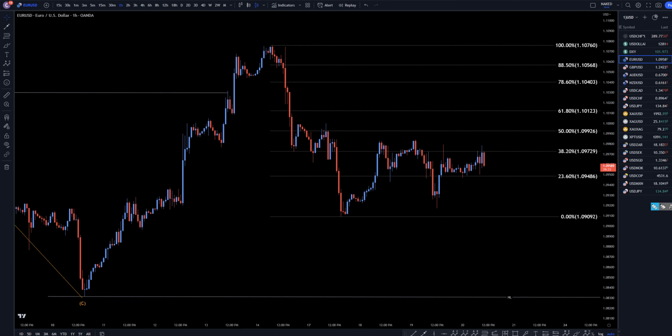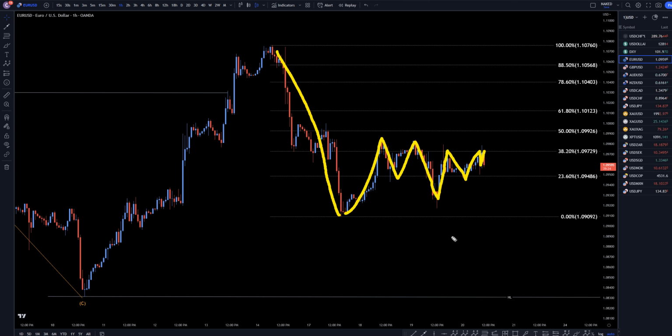Going down to the 1 hour time frame, like I said, this is very impulsive down, and then this is very overlapping corrective price action that we've had pretty much all week long. Overlapping corrective price action is pretty much the definition of a correction, meaning that the most likely thing to happen next is it's going to go down for either a wave 3 or possibly a wave C.